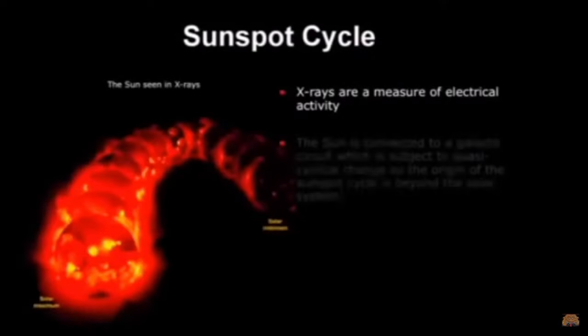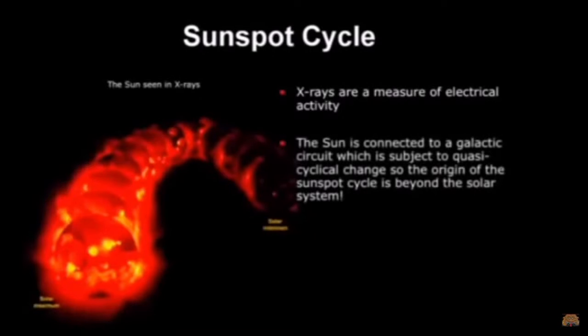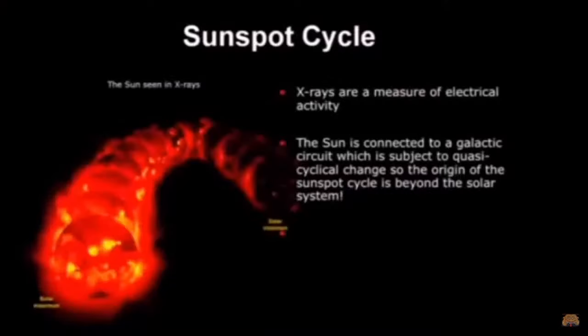The sun is connected to a galactic circuit which is subject to quasi-cyclical change, so that the origin of the sunspot cycle is beyond the solar system. It may be due to Alfvén waves and the Birkeland currents that feed the solar system, or it could be due to the actual rotary motion of the Birkeland currents past the heliosphere.